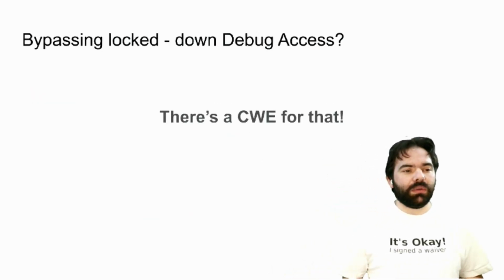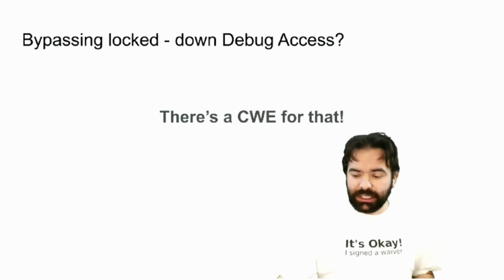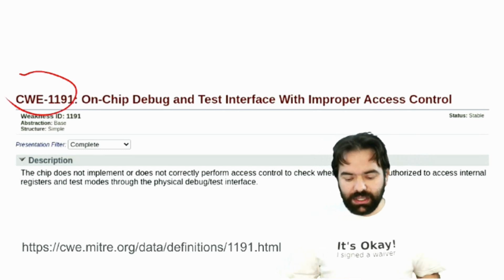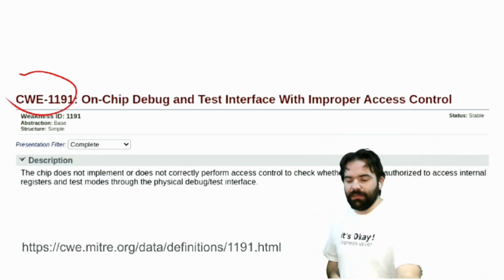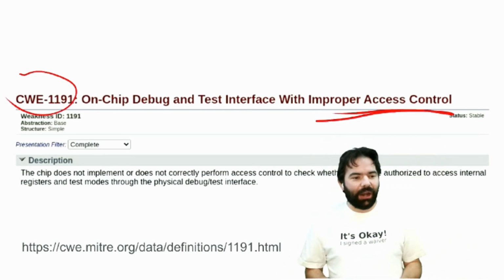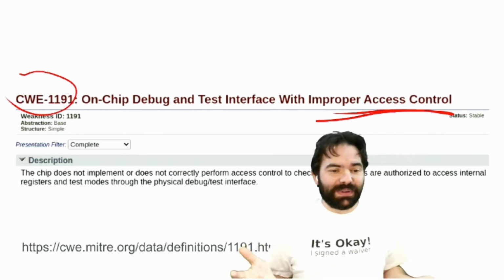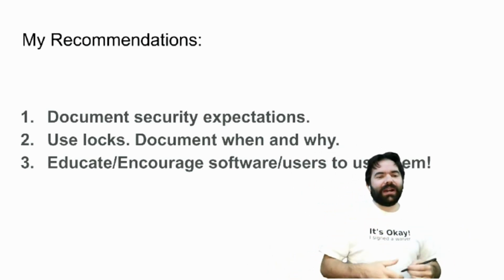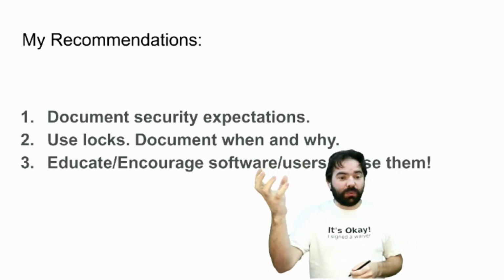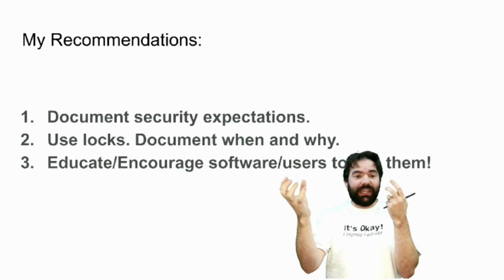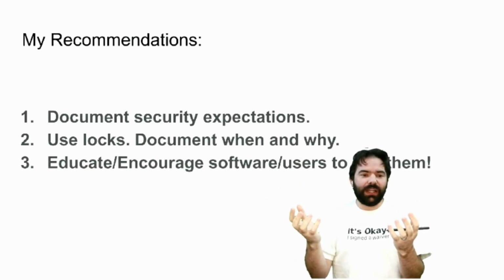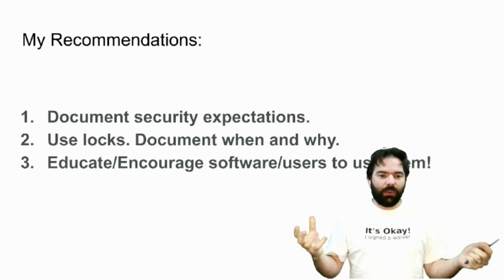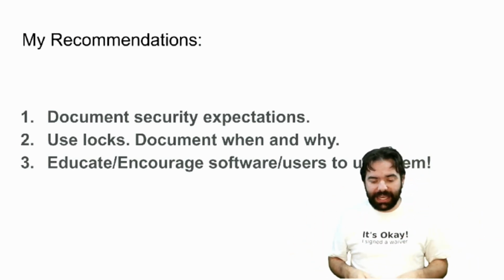Okay, so locking down debug access, how do we get around that? Well, there's a CWE for that too, right? CWE 1191, on-chip debug and test interface with improper access control. How are we gonna lock down debug interfaces? We'll use lock bits, right? So we're kind of going around in a circle where we have a resource we want to secure, right? We have a control bit that we can use to secure it. And then we have all the ways we can actually influence that control bit. And then all the ways we can influence the access to it.